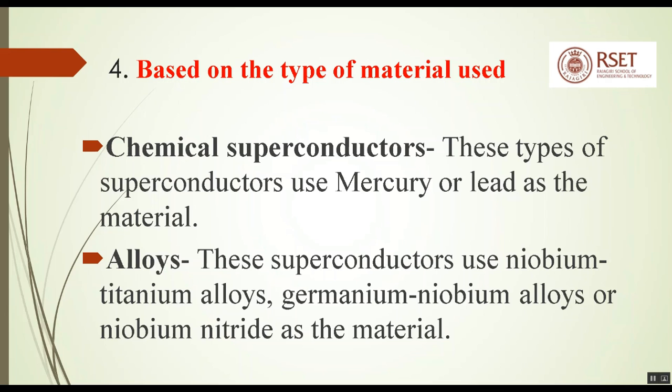The second category of superconductors use alloys as the superconducting material. These alloys include niobium titanium alloys, germanium niobium alloys or niobium nitride as the material. Ceramics, which are often insulators in the normal state, include cuprates, that means copper oxides, and the YBCO family, which are several yttrium, barium, copper oxides, are examples of the next type of superconductors. They are the most famous high temperature superconductors also. Iron based superconductors and magnesium diboride, whose critical temperature is 39 Kelvin, being the conventional superconductor with the highest known temperature.